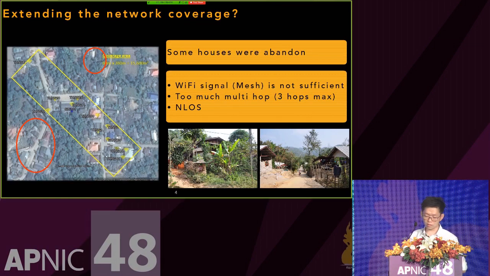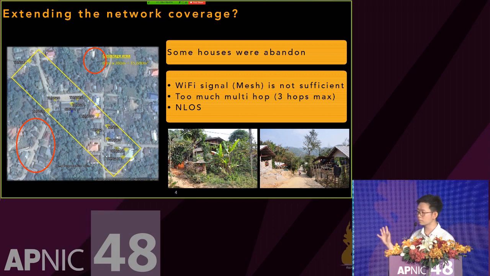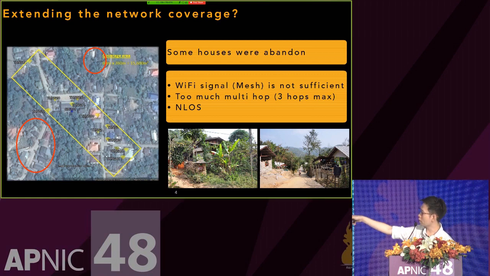So Darknet is going so well with our Wi-Fi technology, but a couple of years later we found a classic problem about network coverage. As we know, we use Wi-Fi, so we have some obstacles to expand our network coverage. This example is taken from one of our networks. The yellow square there shows our network coverage with the Wi-Fi router that we deployed.